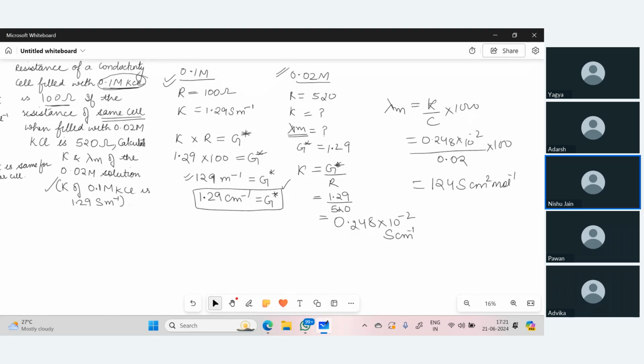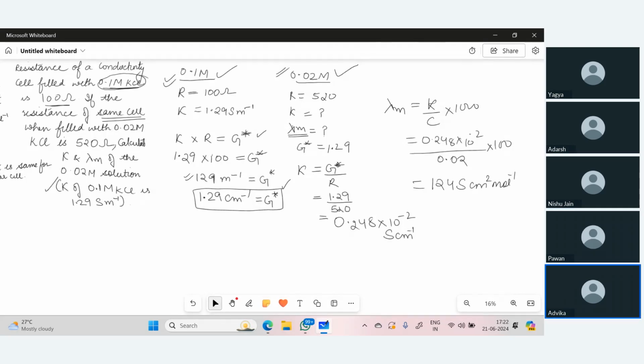So it is given that if the resistance of the same cell when filled with 0.02 molar solution, it means for both the solutions one thing is common. What is that? Cell constant value is common for both the solutions because they are using the same cell. So from the first solution, we calculated the cell constant value. Kappa into R is equal to G star. It comes out to be 129 per meter. Because lambda m we need the answer in centimeter, that's why we have converted meter to centimeter at this step itself.